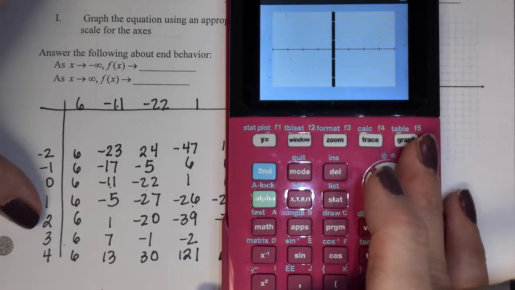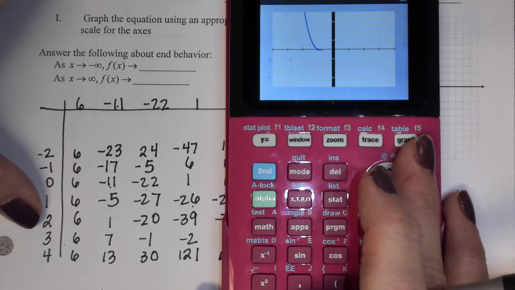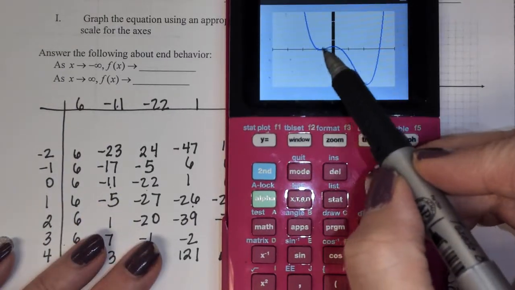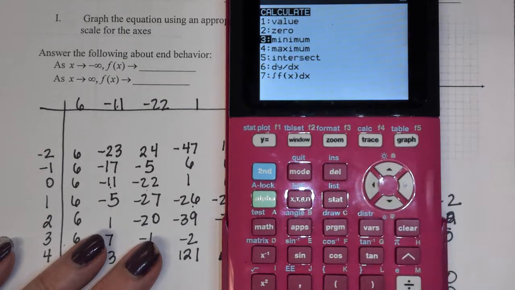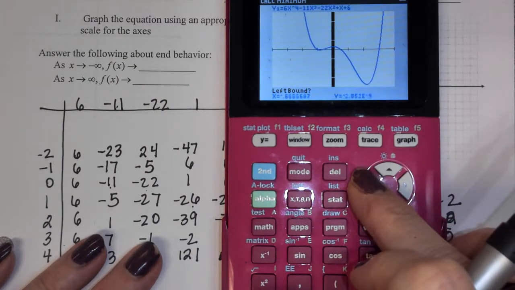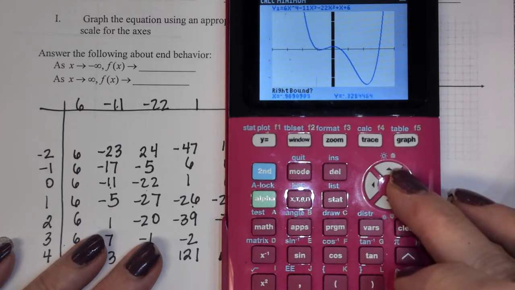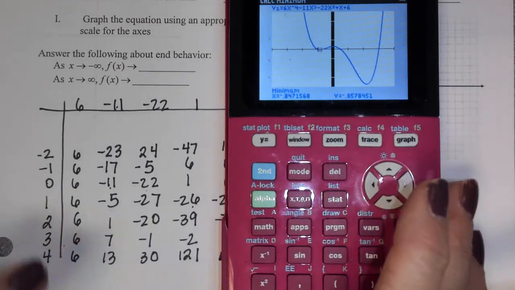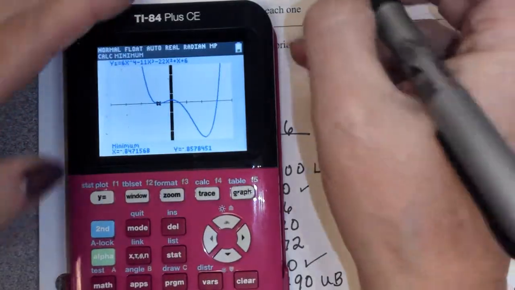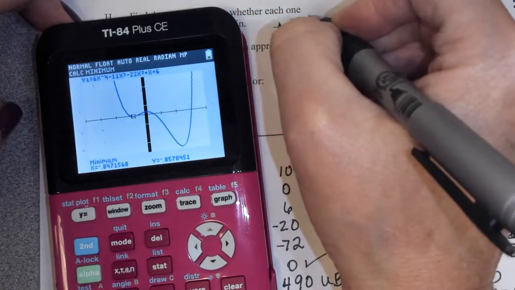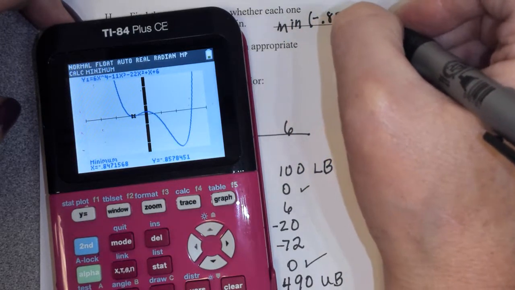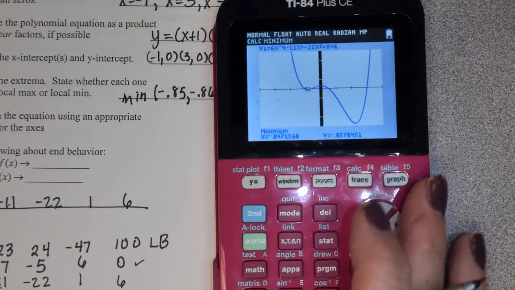Okay, so now when I hit graph, we're going to take a look. And that's better. All right, barely made it there. Okay, so I'm going to calculate this minimum right here. So I'm going to do second trace, calculate that minimum. I have to go to the left of it and hit enter, and then go to the right of it and hit enter. Enter one more time, and right there it is. So my first minimum is at negative 0.85, comma, negative 0.86. It's our first local min.